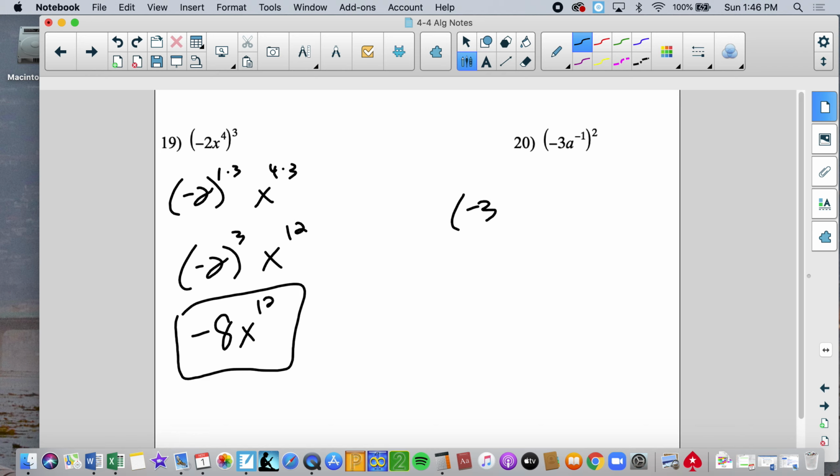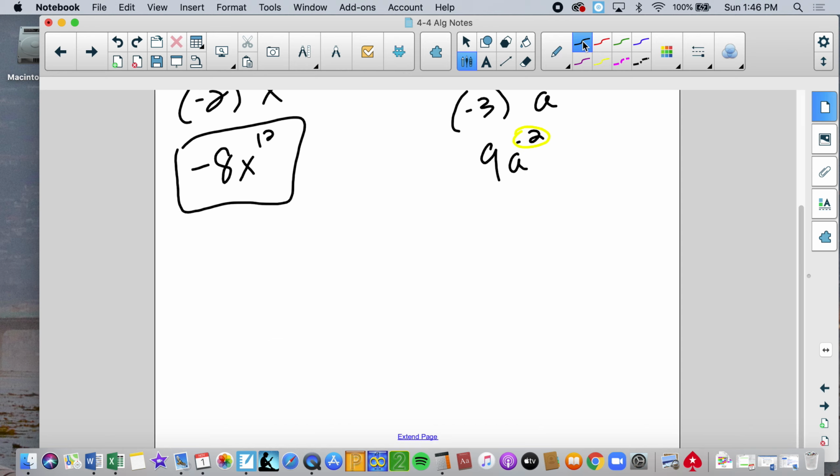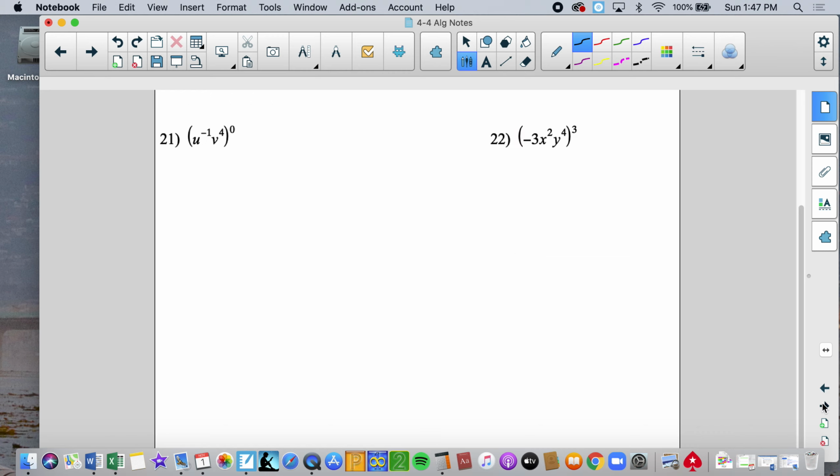So we have negative 3 to the 1 times 2 and a to the negative 1 times 2. So that gives me negative 3 to the 2nd, a to the negative 2. Oh, this is really good. Separating. Negative 3 to the 2nd is 9, a to the negative 2. And now we got to get rid of that negative exponent. So 9 stays on the top because it's not connected to the base of that exponent. A to the 2nd, 9 over a to the 2nd. Some really good questions here at the tail end.